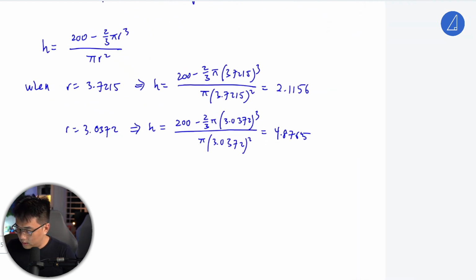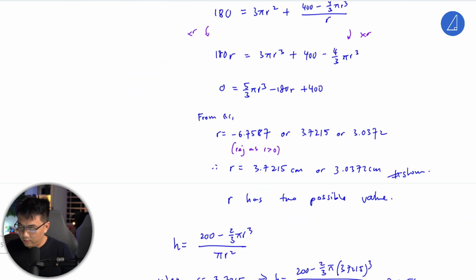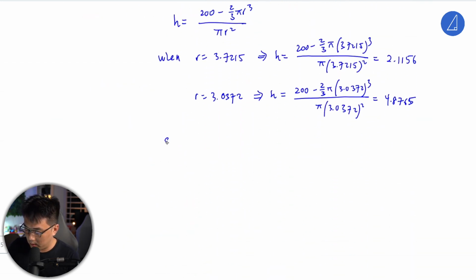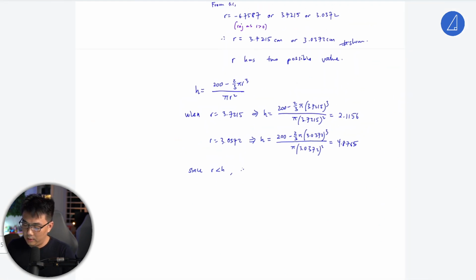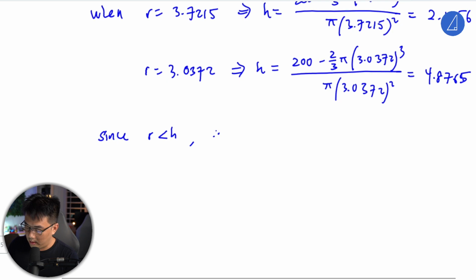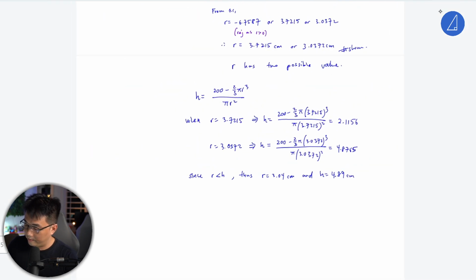Okay, so since we are given that R is less than H, hence we need to pick the one where R is less than H. So this will be the case. So hence, R equals 3.04 cm and H equals 4.89 cm, to 3SF. Okay.